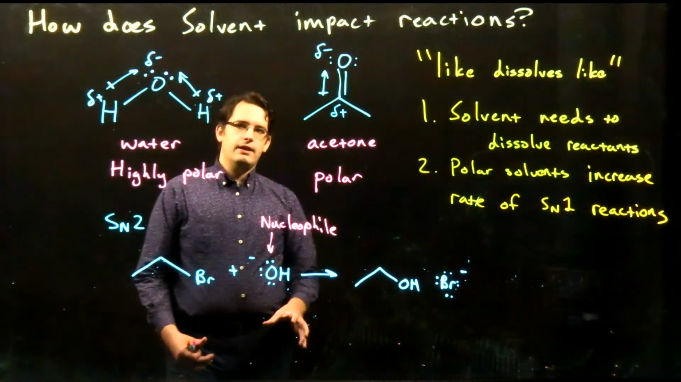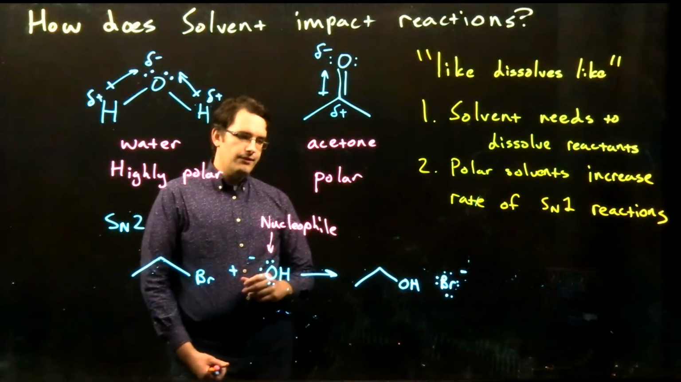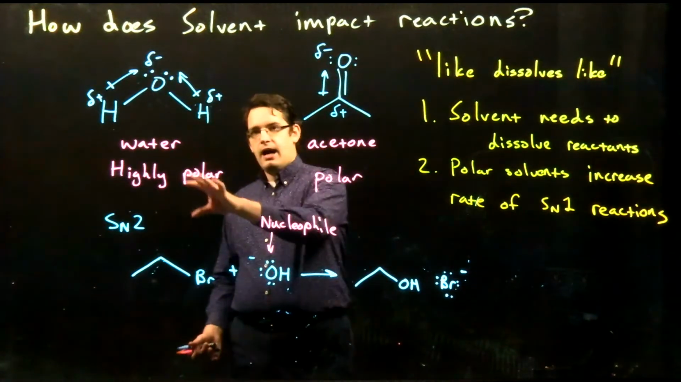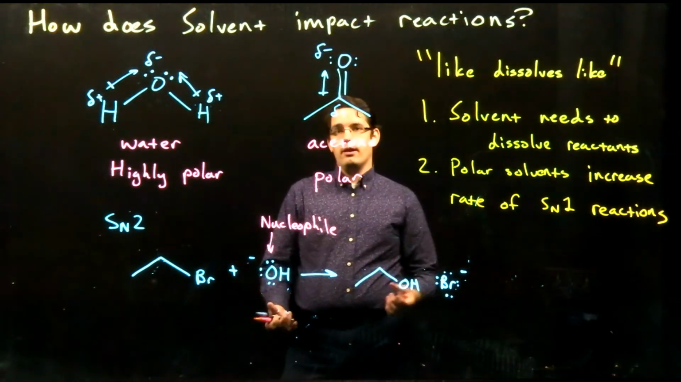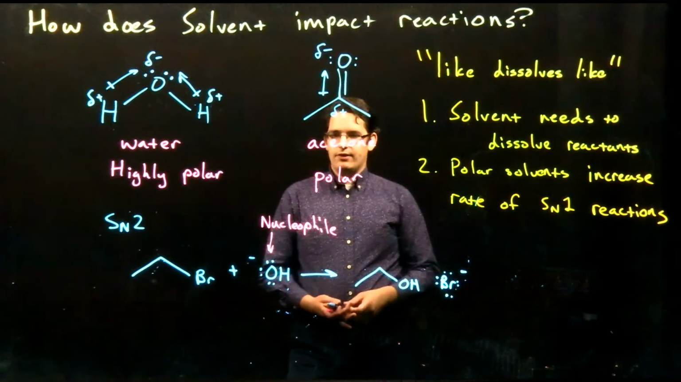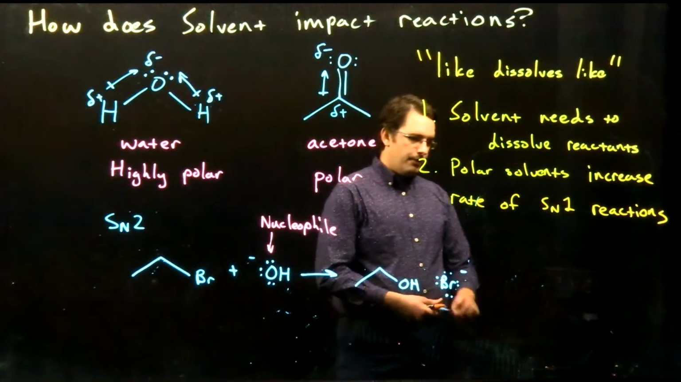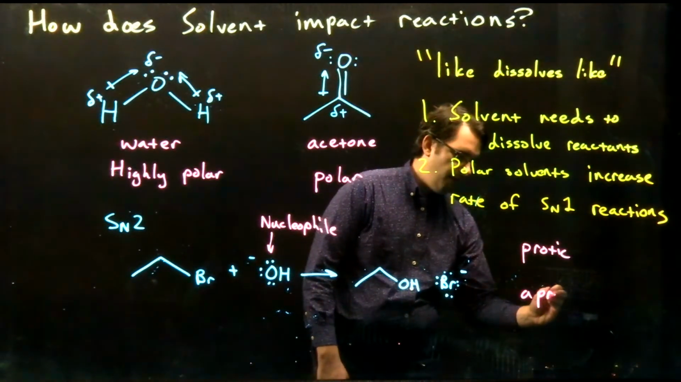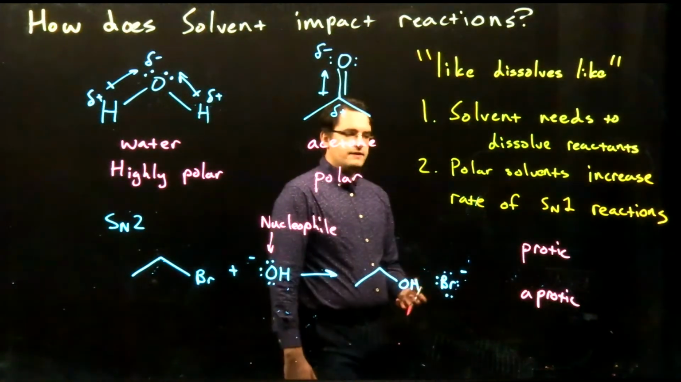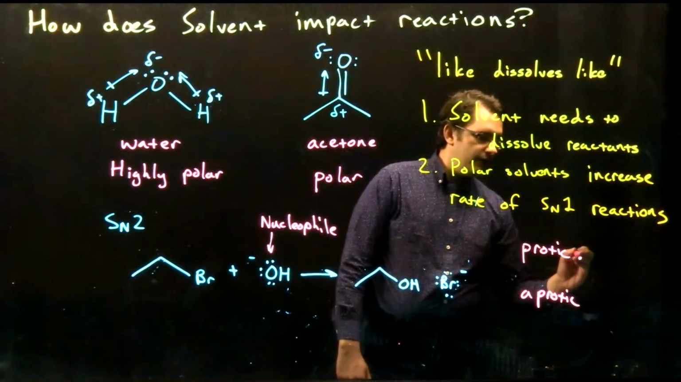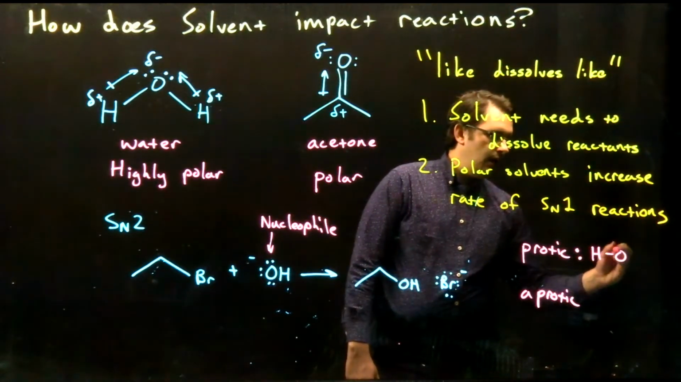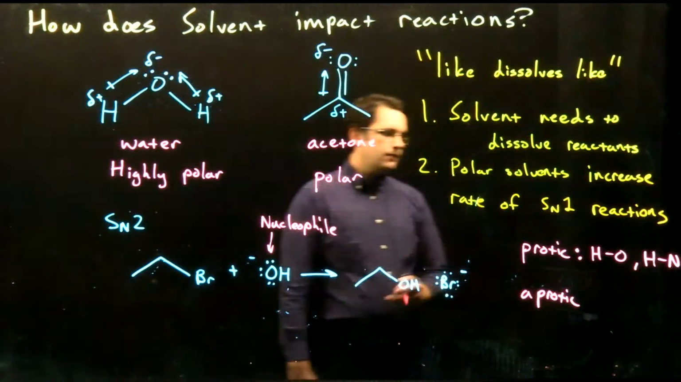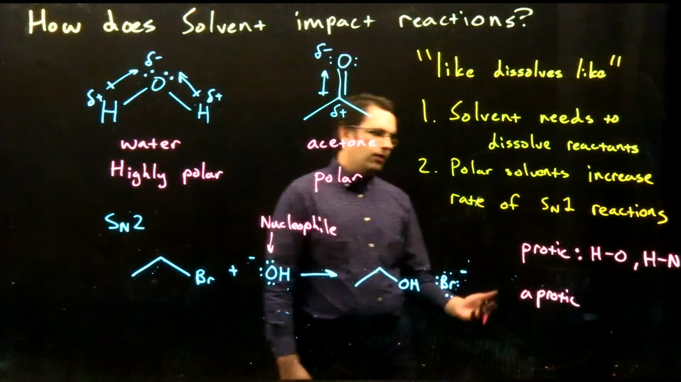We also are going to need to consider something else about our solvent here as well. In addition to being ranked as highly polar or less polar or nonpolar, we can also rank our solvents as being protic or aprotic. A protic solvent is anything that has hydrogens attached to electronegative atoms like oxygen or nitrogen. Right, so a protic solvent is a solvent that can form hydrogen bonds.